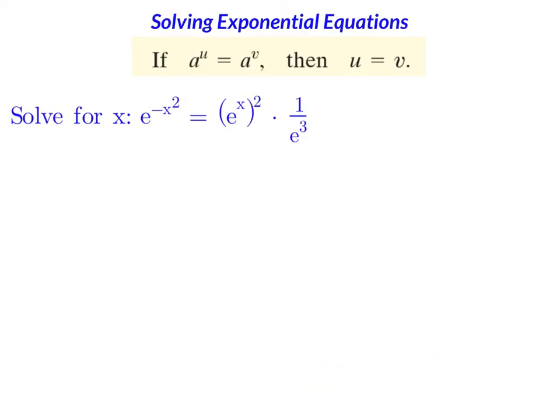Now I saved the best example for last. Let's solve this equation here for x, and just in case you don't know, e is a mathematical constant that's equal to about 2.72. We use it in natural logs, so we treat it as just a regular number. So we're going to solve for x. But first I have to simplify it, so I have e to the something equal to e to the something else.